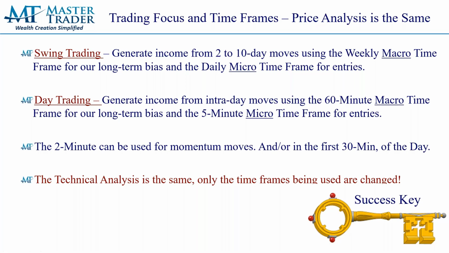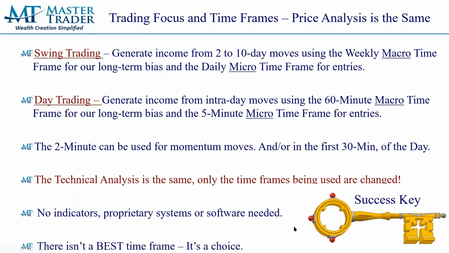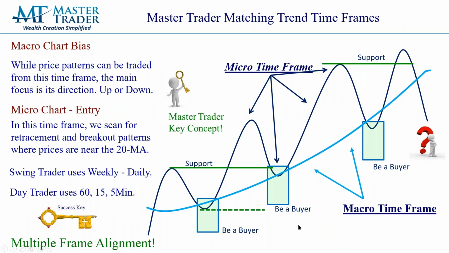Breakout, pullback, event, it all applies across all time frames. Of course, higher time frames have larger implications, but you can't look at every time frame, right? That's a path to analysis paralysis. No indicators, no proprietary systems, no special software. I don't care if you use TOS or TradeStation. I use eSignal. I use NinjaTrader. There are so many platforms out there. It doesn't matter. They all create charts. Right? There's no best time frame. Already said that.